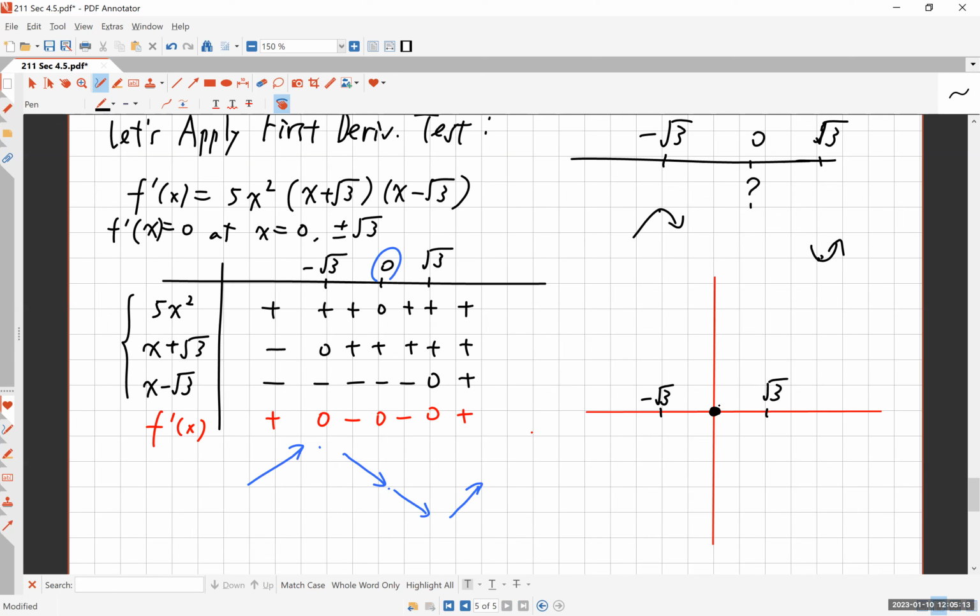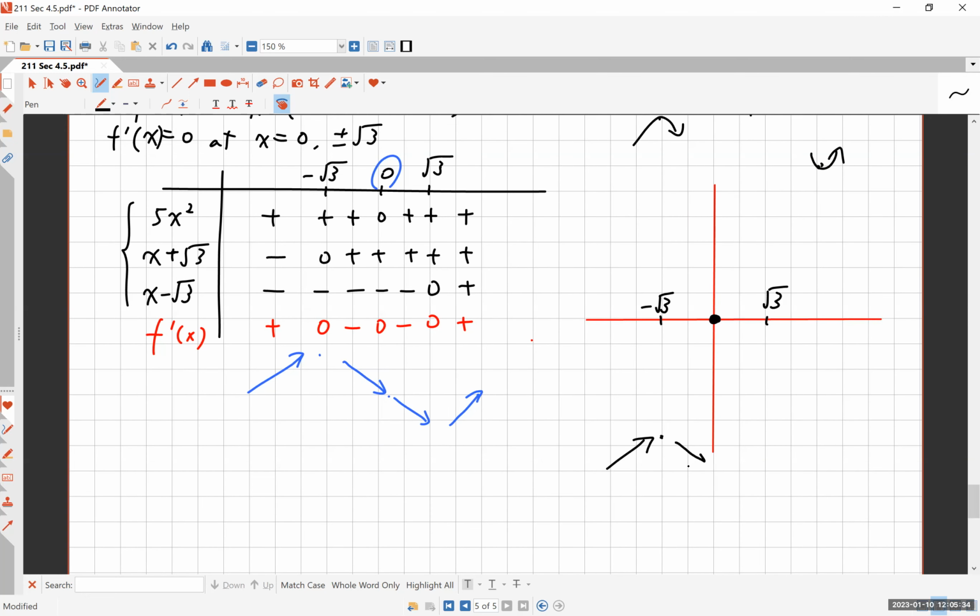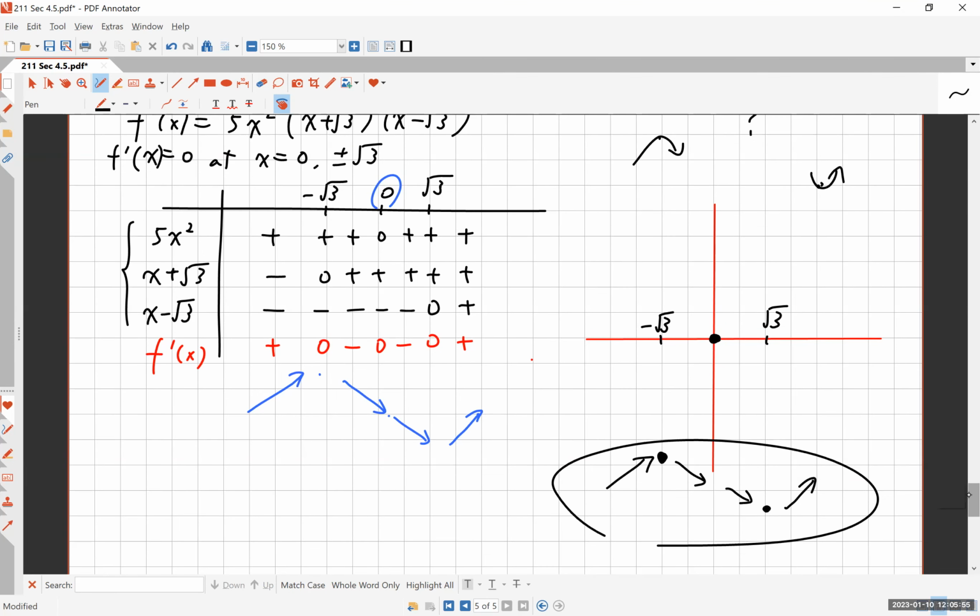And we are also told that before negative square root of 3, it's positive. Sorry, the derivative is positive. And you have a local maximum, and then it starts to go down, and it continues to go down. And at this point, it starts to go up, right? Because you have a local maximum here and a local minimum here. By the way, this is just my sketch, and this is not part of the graph, right? So that much we already know.